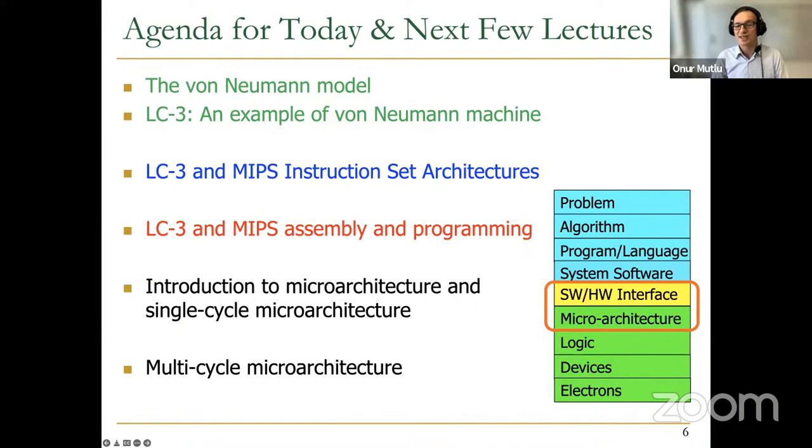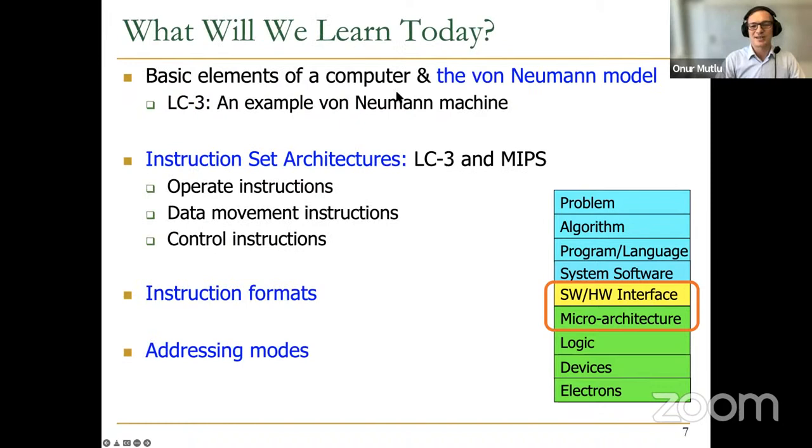Really we will go into microarchitecture next week, cover different styles of microarchitectures, and we'll build up to modern processors in several lectures actually. So it's going to be quite exciting. So as I mentioned today, we're going to talk a lot about the basic model and instruction set architecture, and look at different types of instructions: operate, data movement, and control. We're going to look at instruction formats, how they get executed, and addressing modes. And I expect this to span today and tomorrow. And tomorrow we will also look at assembly programming. Does that sound good? Okay, great.